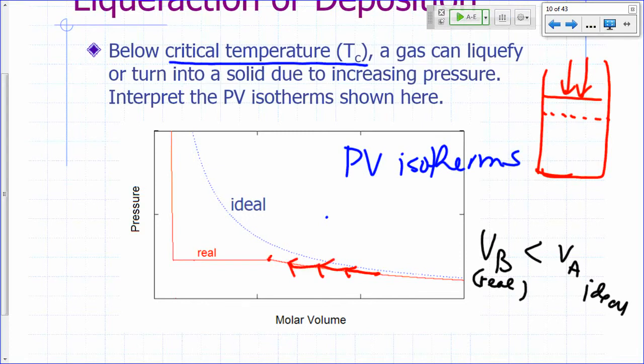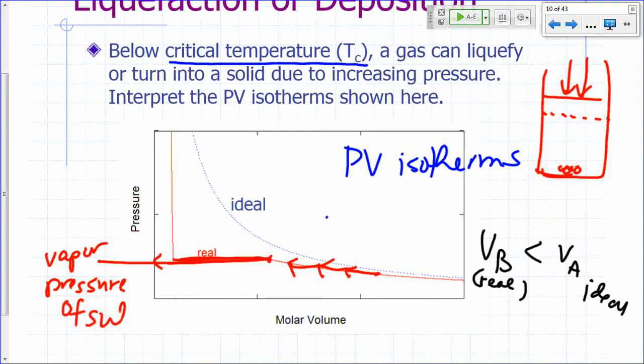But eventually you get to a point where you can change the volume, but the pressure is not going to change at that temperature. How could that happen? That's the point where your gas starts turning into a liquid or a solid. If you squeeze it some more, the pressure is maintained because the gas molecules leave the gas and go into a solid or a liquid. This flat line is called the vapor pressure of your solid or your liquid, depending on whether it's turned into a solid or liquid.